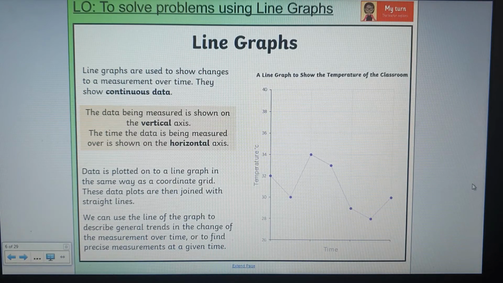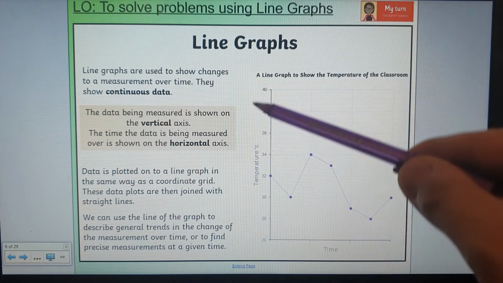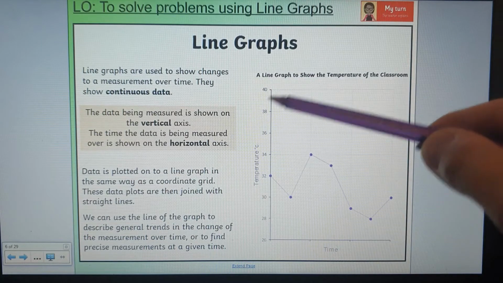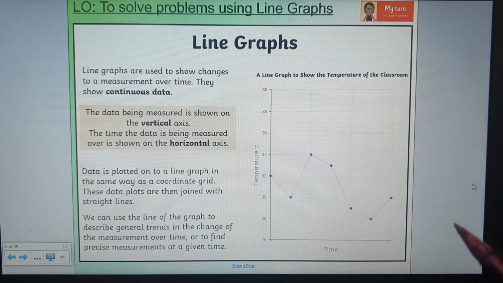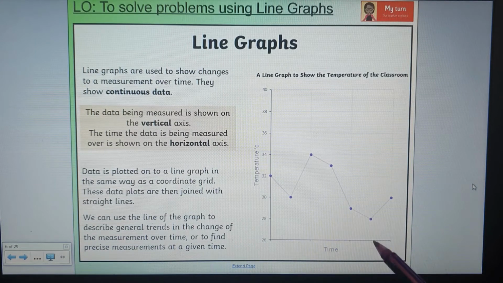The data being measured is shown on the vertical axis. Okay, so going up here. So that's what you're actually measuring. So this one, it's temperature. The time the data is being measured over is shown on the horizontal axis. So across here, this is the time one. So it could be days, could be months, could be hours, years, any measure of time.